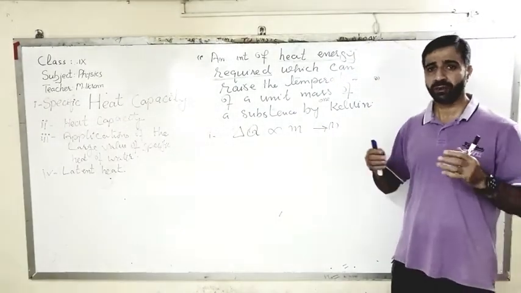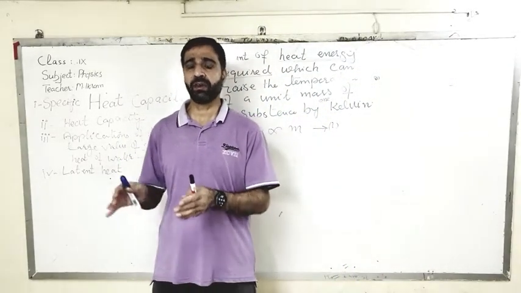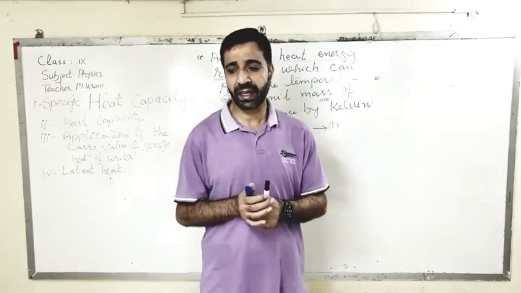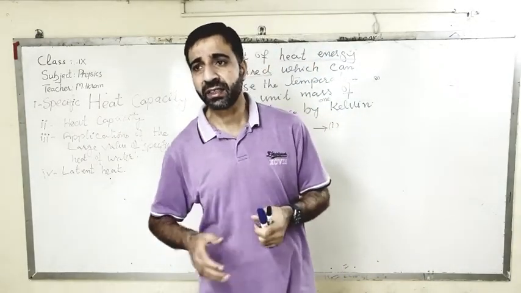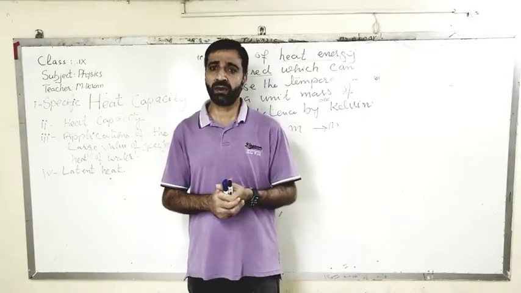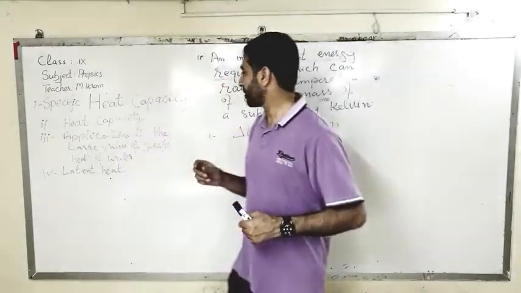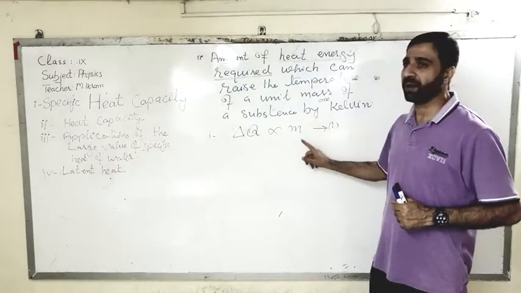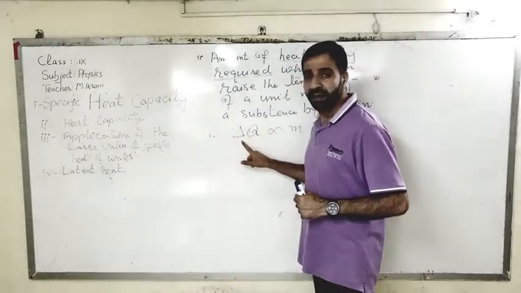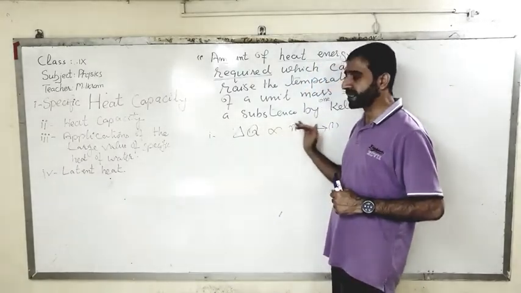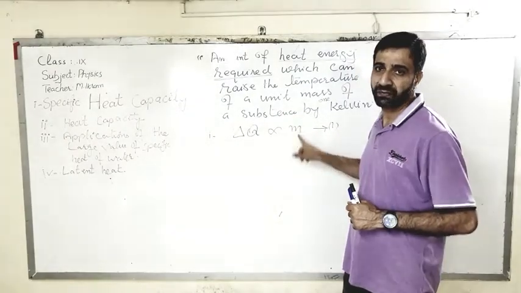For example, if I choose two masses of water, 2 kilogram of water and 1 kilogram of water, and if I want to raise the temperature of the water from 17 degrees centigrade to 18 degrees centigrade, then the 2 kilogram of water will require more heat energy, rather double, to raise the temperature by 1 degree centigrade. So it depends on the mass of the water.